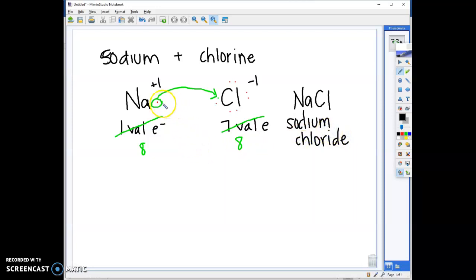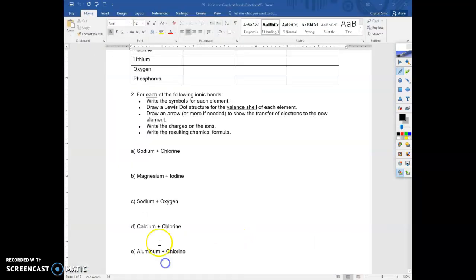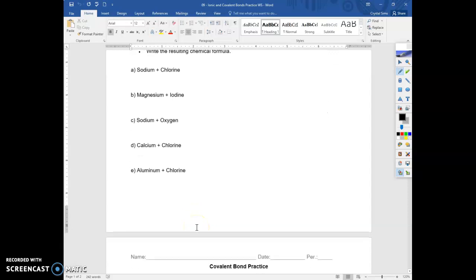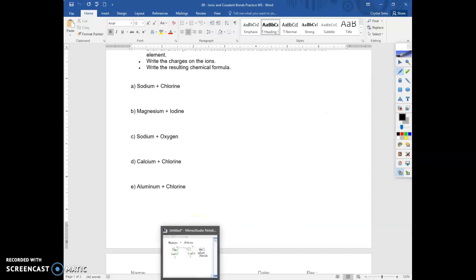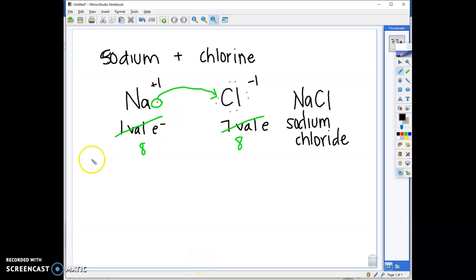Okay. So a Lewis structure or Lewis dot structure is how we show the number of valence electrons that we have in a particular atom. So let's look at another example here. Let's look at magnesium and iodine. So we'll look at magnesium plus iodine. I'm going to get my symbols here. Magnesium is Mg, iodine is I.